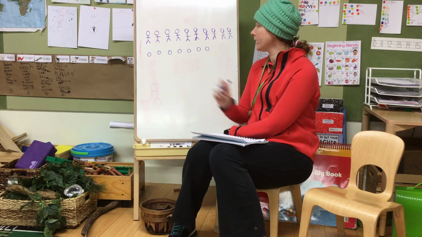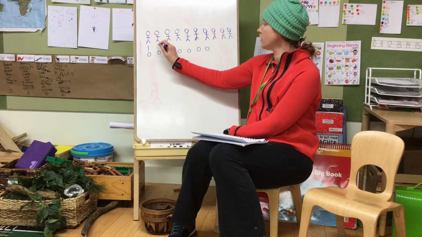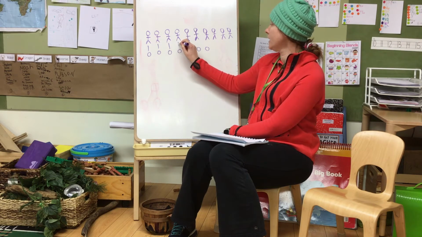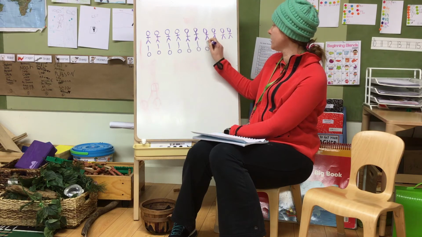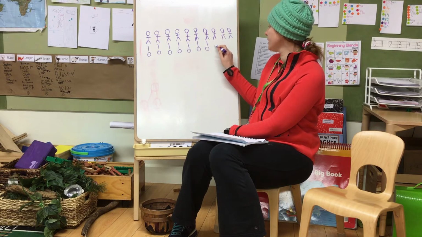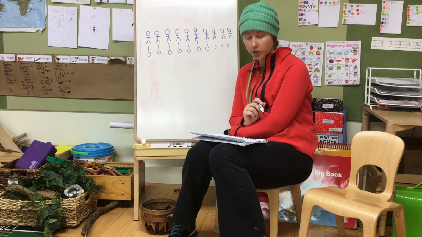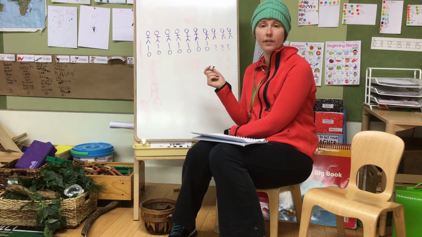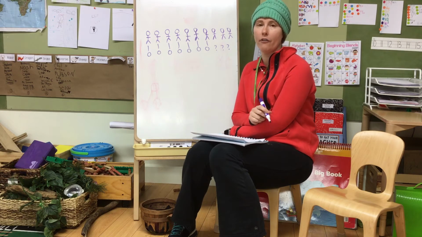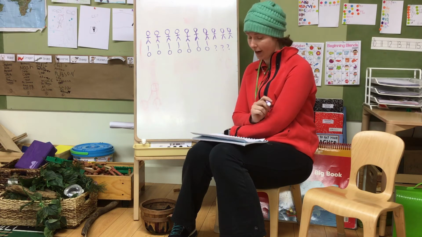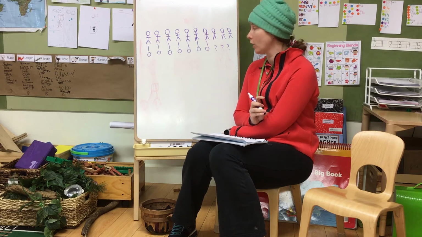Uh-oh, Tim has a problem. This person has an orange, this person, this person, this person, this person, this person, this person. But what about these people? He doesn't have enough oranges. There's not enough. But how could he get enough? What could we do to make sure there are enough oranges for everybody? We could add some more oranges.